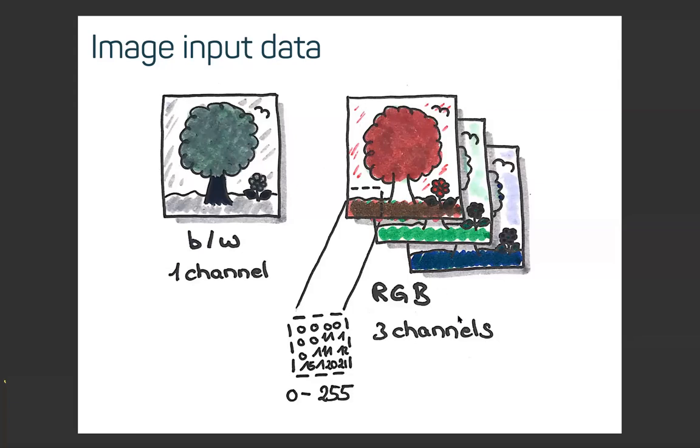Colorful images are not that different data-wise. They just don't consist of one two-dimensional matrix, but typically of three. And each two-dimensional matrix consists of the pixel values for one of the color channels. So in this case, we have R, G, and B: red, green, and blue. And we have the same pixel values from 0 to 255 in each of these color channels. And combined, they make up the image that we see as, let's say, the image of a banana.